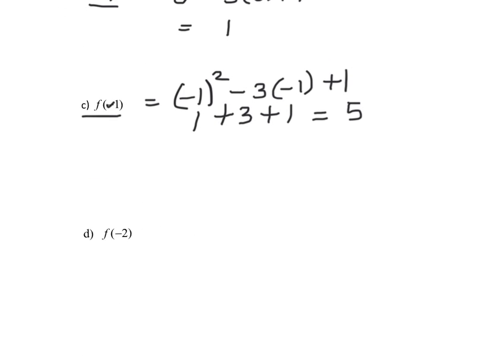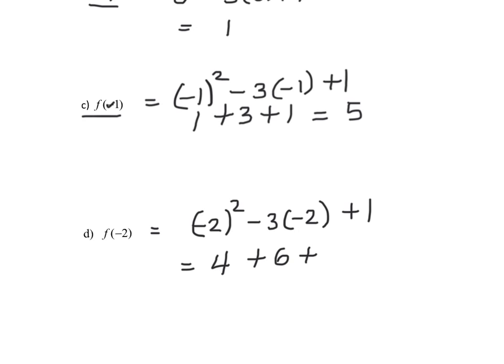Oh, we still have another one. F of -2. So (-2) squared minus 3 times -2 plus 1. -2 times -2 is 4. -3 times -2 is positive 6, plus 1, which ends up being 11. Let me see if we have one more here. I don't think so.